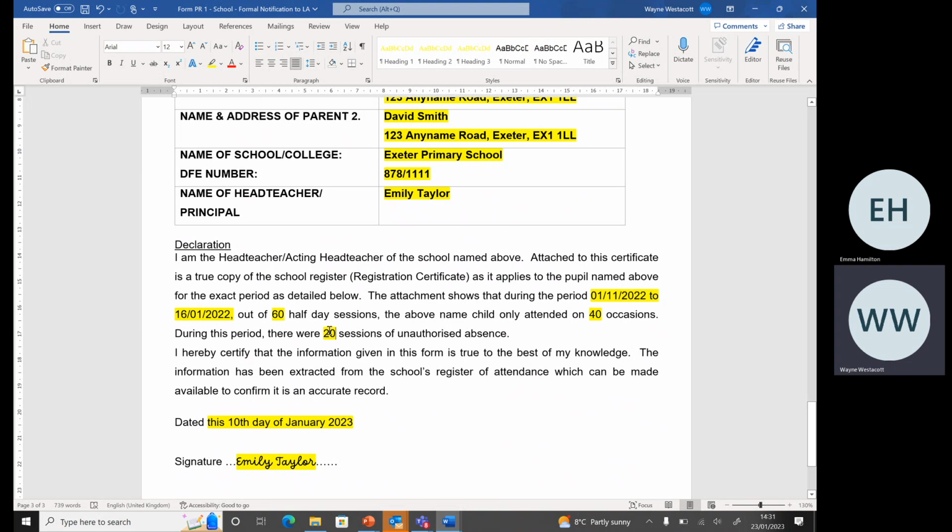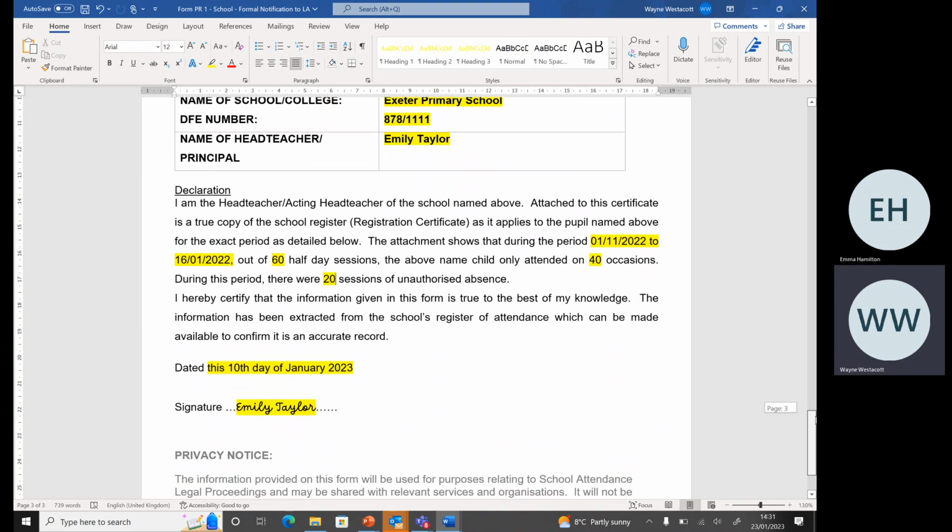Out of here, 60 half-day sessions, you would put how many sessions the child attended. So they would have attended 40 sessions. And during that period, there were 20 sessions of unauthorised absences, which would be the 2 weeks. Come down to the bottom. Again, that would be dated and signed by the head teacher. If you do have any queries at any time on how to complete a penalty notice form, you can always contact your EWO, who would be able to advise.